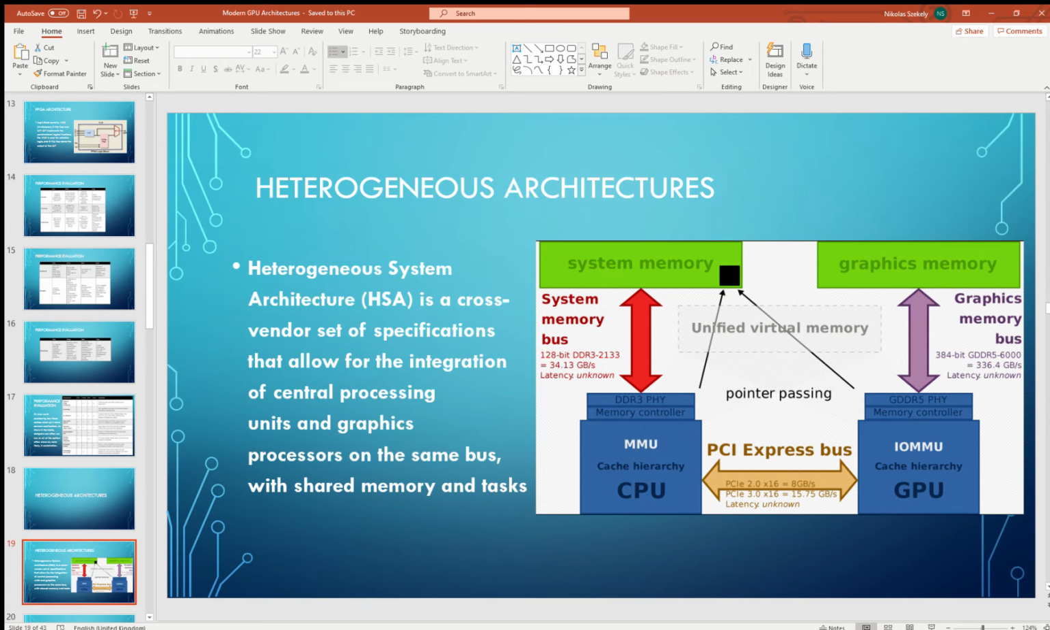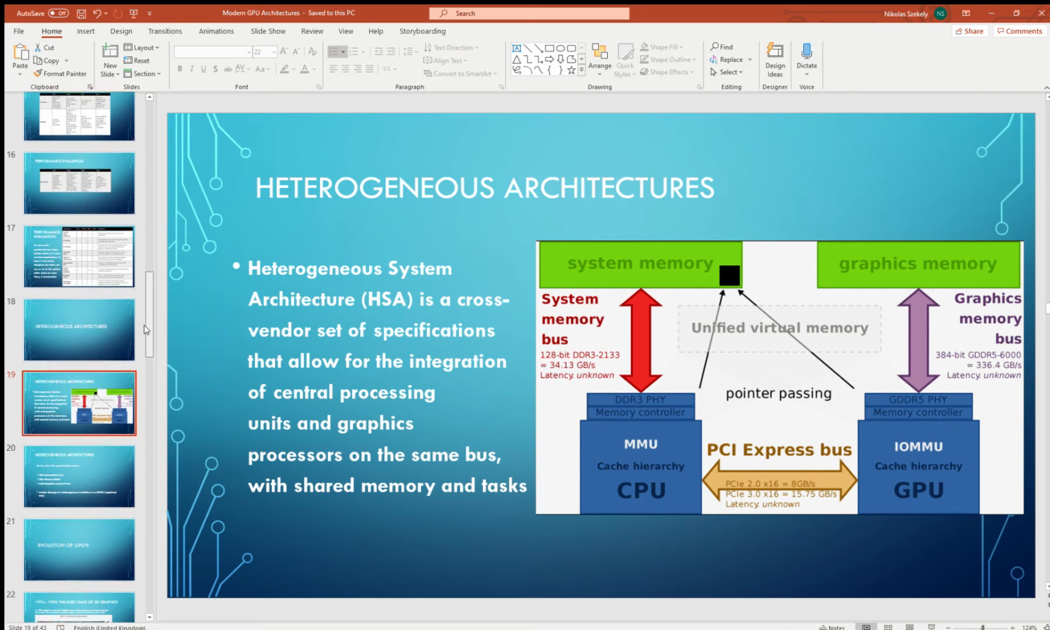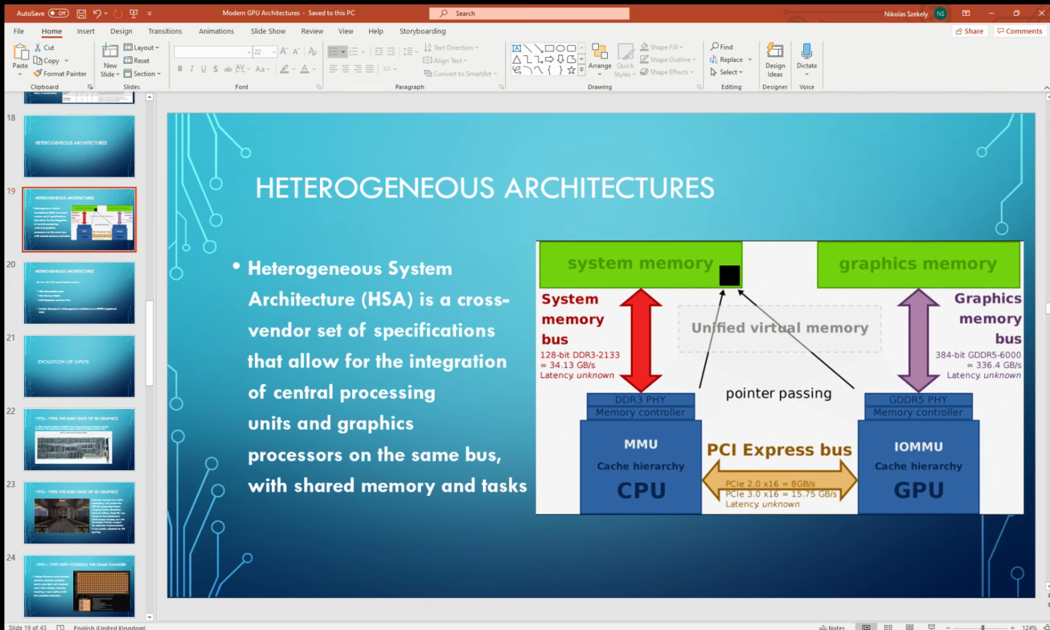Heterogeneous system architectures, or HSA, is a cross-vendor set of specifications that allow for the integration of the central processing units and graphics processors on the same bus with shared memory and tasks. CUDA and OpenCL, as well as most other fairly advanced programming languages, can use HSA to increase their execution performance. Heterogeneous computing is widely used in system-on-chip devices such as tablets, smartphones, and other mobile devices, and video game consoles.